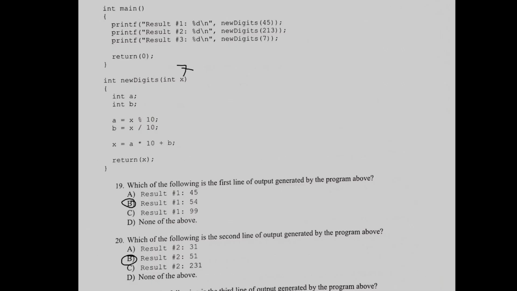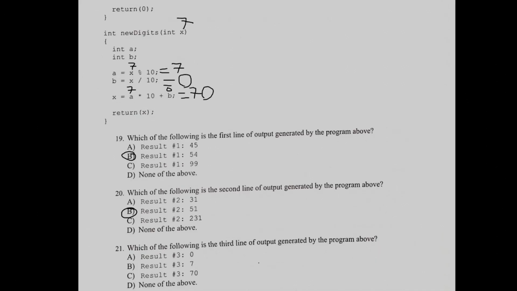So if you plug in 7, 7 modulus 10 is going to be 7. There we go, x is 7. 7 divided by 10 is going to be 0. So 7 times 10 is 70, plus 0 is equal to 70. And that is answer choice C.